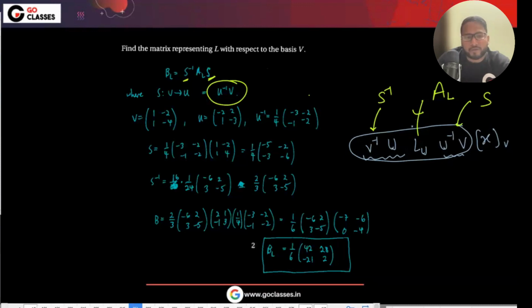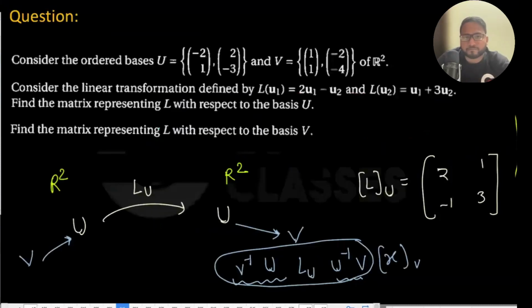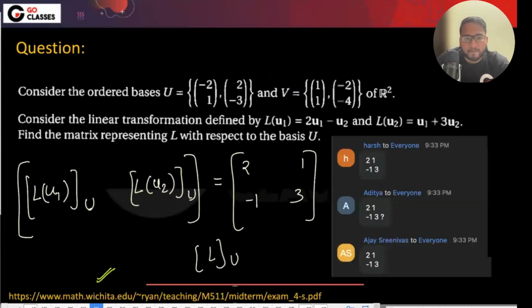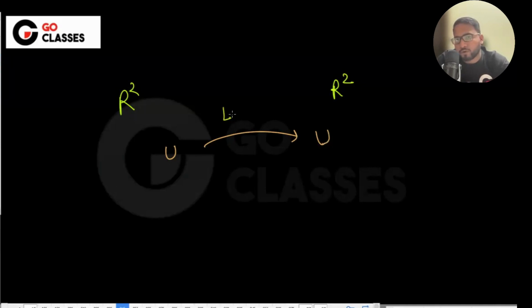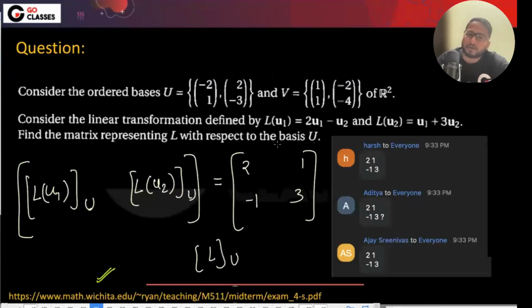So actually, you can understand from here what I'm trying to say. You have R2, R2, vector spaces are R2, R2. Here, you have a transformation from basis U to basis U. What is the name of this transformation? Maybe LU, right? We have computed it here. LU we have computed, right?